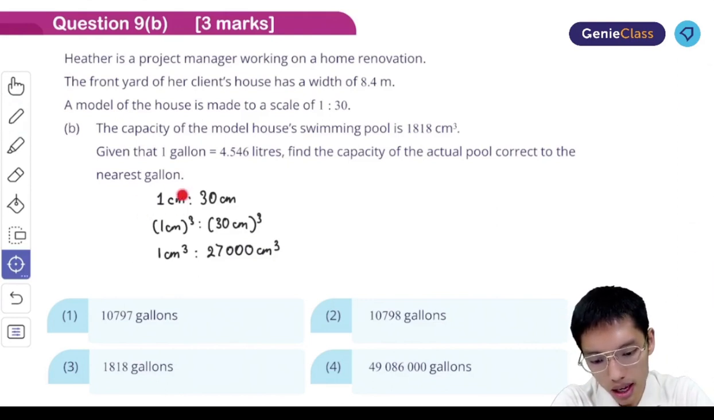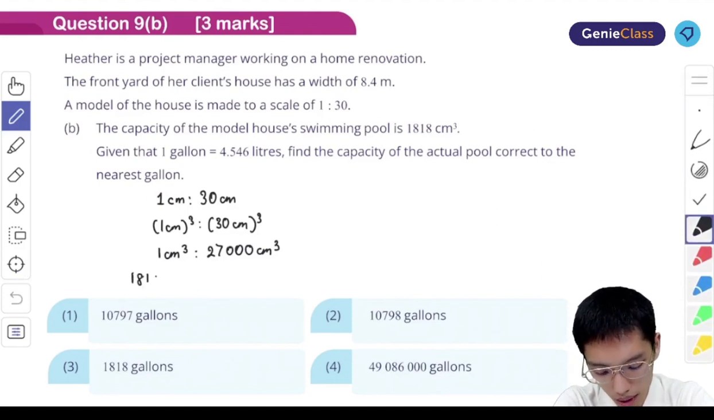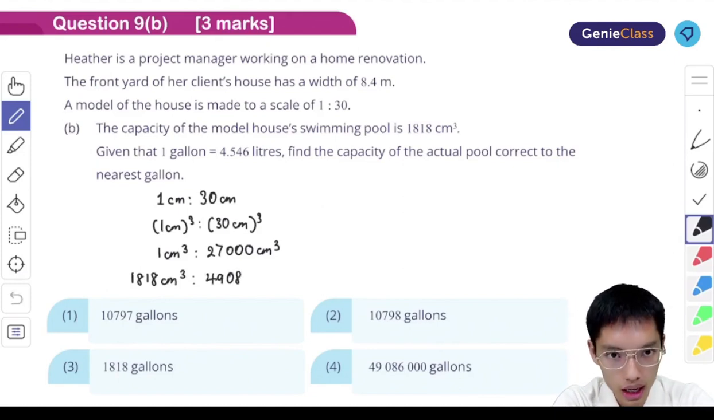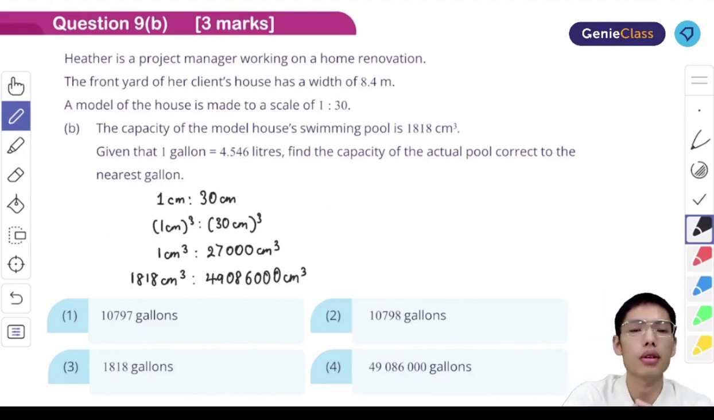Next up, capacity of the model house. Now take note, 1 cm over here is the model, so we have to correspond together carefully. So that's where we have 1818 cm cube. This is equals to, in this case, a very big number, 49808,600. How many zeros are there? 3 zeros. Cm cube over here.